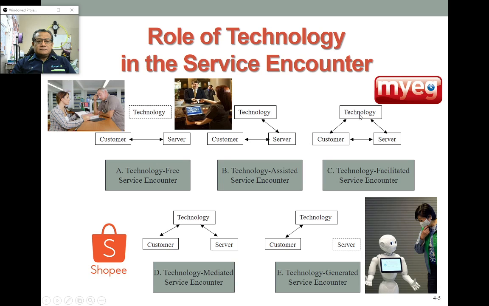and this is interacting with the three components in a bi-directional way. The fourth type of technology role in service encounter is type D, technology-mediated service encounter. In this function, technology is not only dealing with the customer. Technology has a bi-directional relation with the customer, and technology also has a bi-directional relation with the organizational employee.